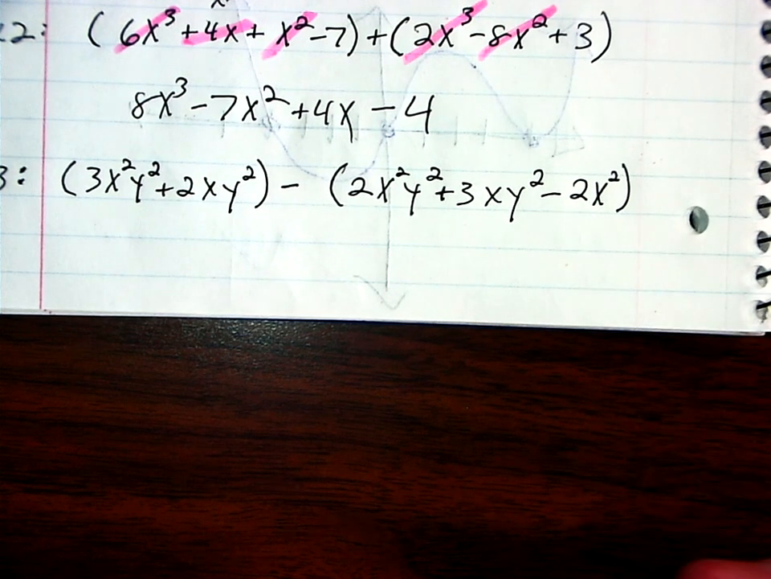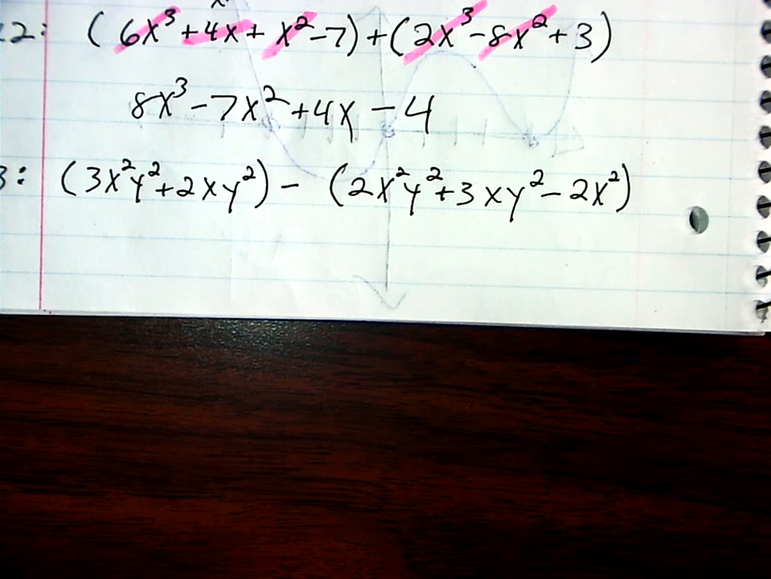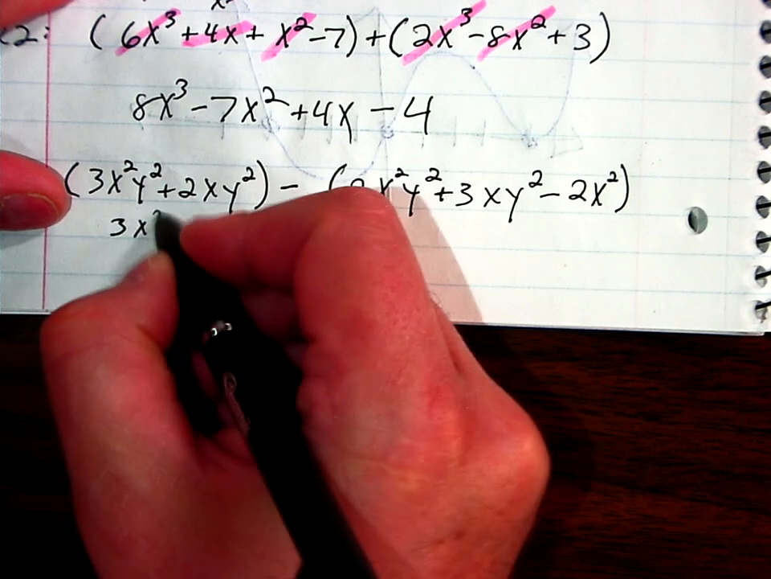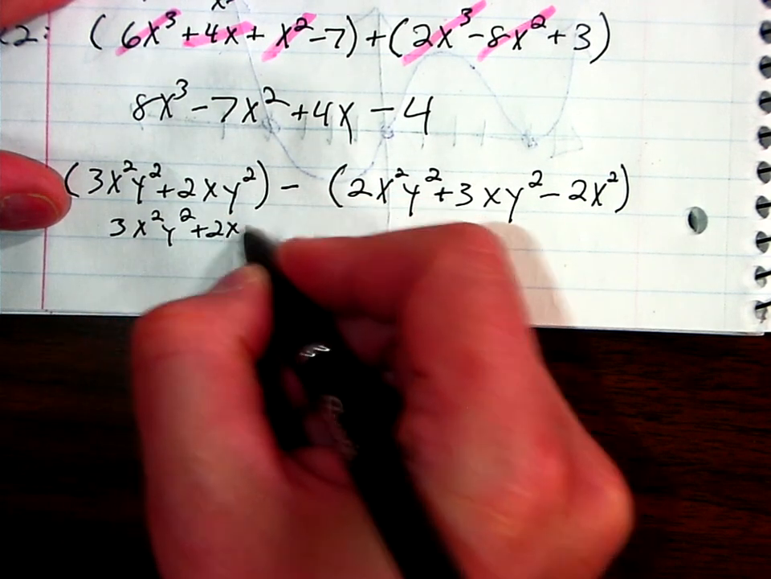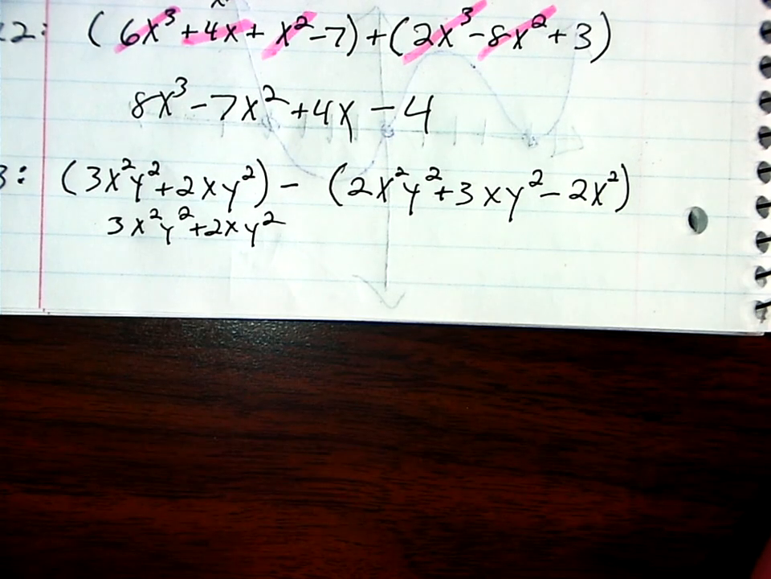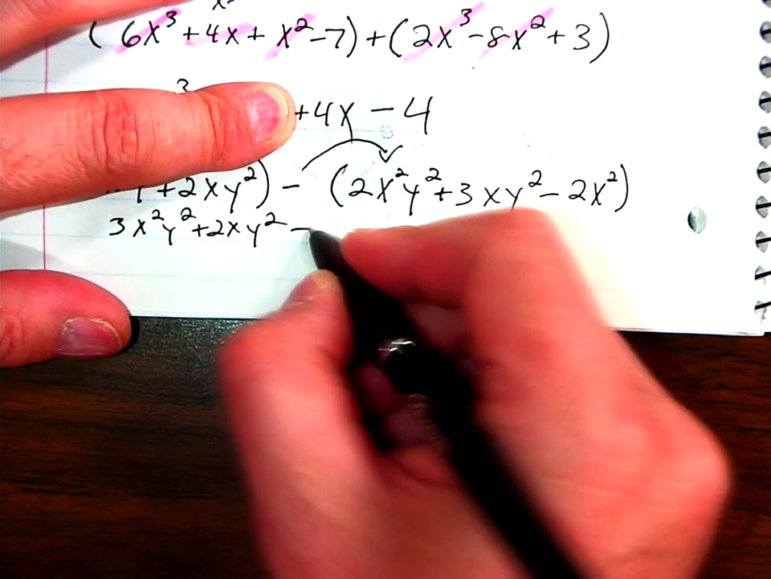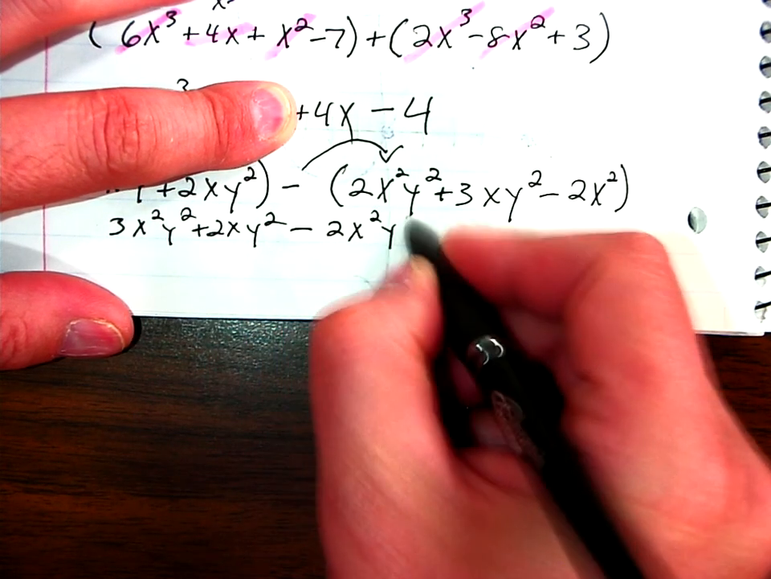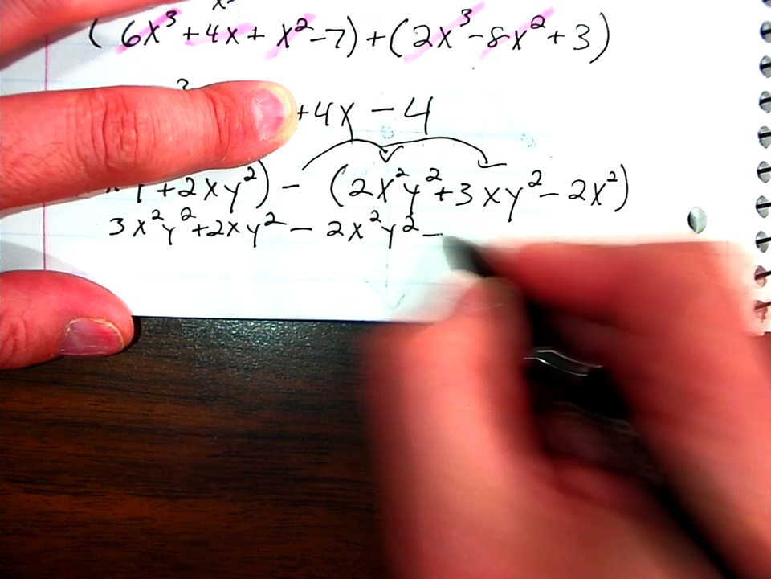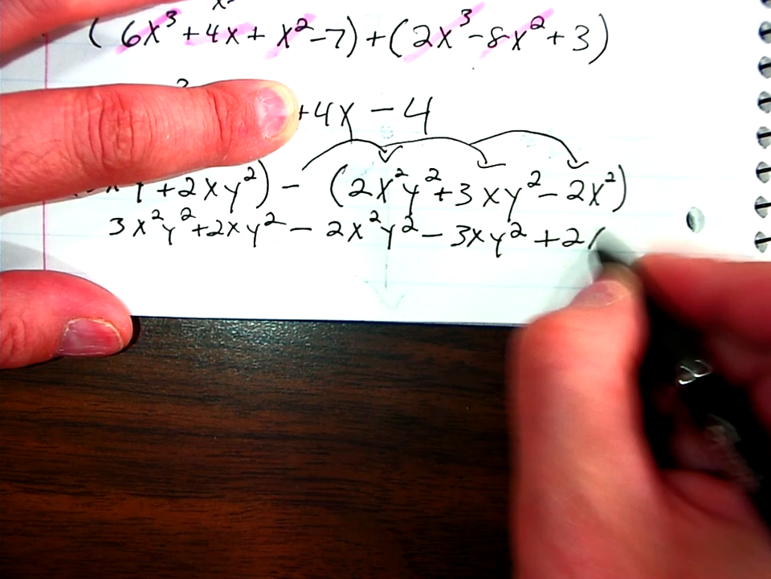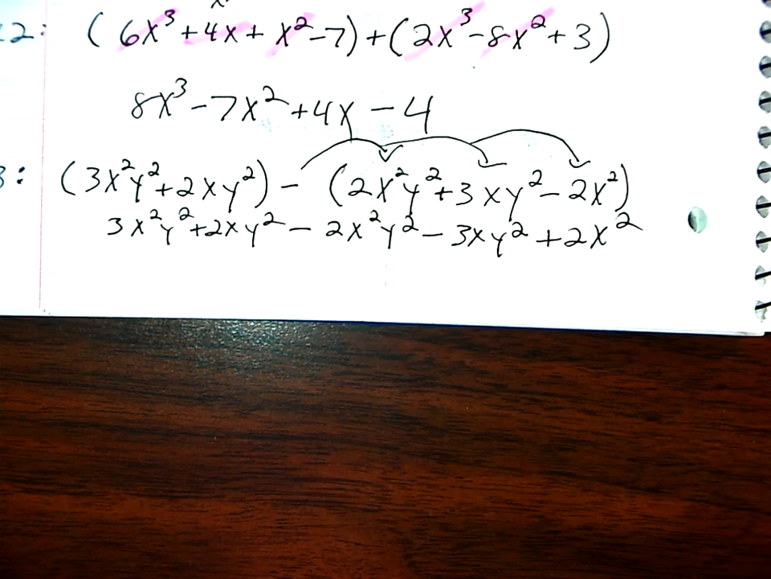So before I can do anything, what do I have to do with the negative sign? That's the only difference. So I'm just going to bring this one down here: 3x squared y squared plus 2xy squared. I didn't do anything with the first term, I just brought it down. But now I need to multiply the negative by these. Negative 2x squared y squared minus 3xy squared plus 2x squared. And once we do that, same exact thing as we did on adding, we just combine like terms.